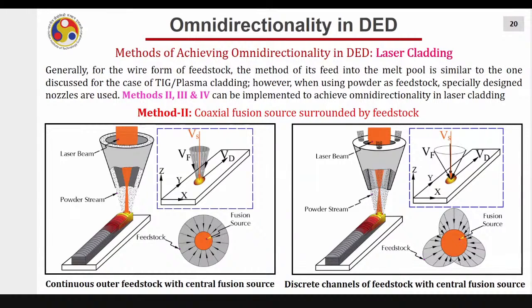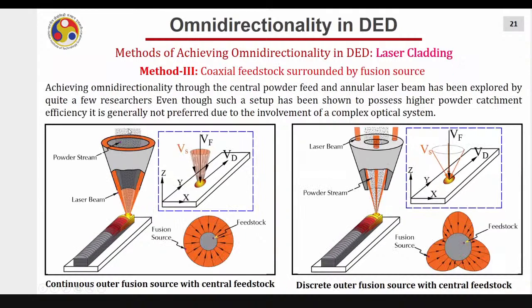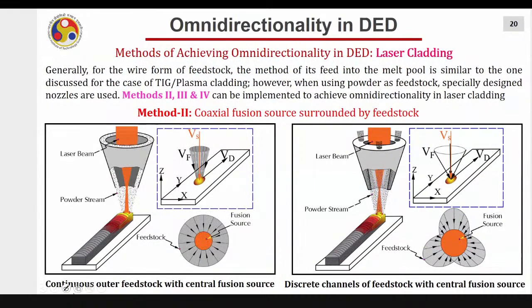So method 2 says the coaxial fusion source surrounded by the feedstock, means from the center you will have the laser, right? So from the center, this is the laser coming, right? Now I have an annular nozzle. This is the annular nozzle. I am feeding powder into this annular nozzle in such a way that it forms an angular envelope around the molten pool and hence gets converged. So the good part is the laser is creating the melt pool and you are feeding the material now in a conical form. So if I draw the vector diagram of the same, it will look something like this.